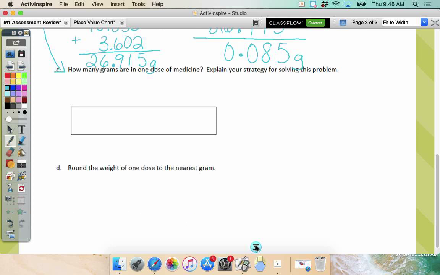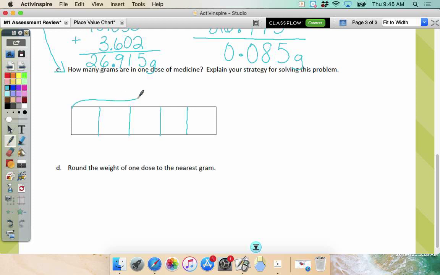Okay, this is where we need to know how many doses of medicine, because it says how many grams are in one dose. So what do I need to do? Put it in 5 boxes. 5 doses. Okay, divide it into 5 boxes because there's 5 doses.